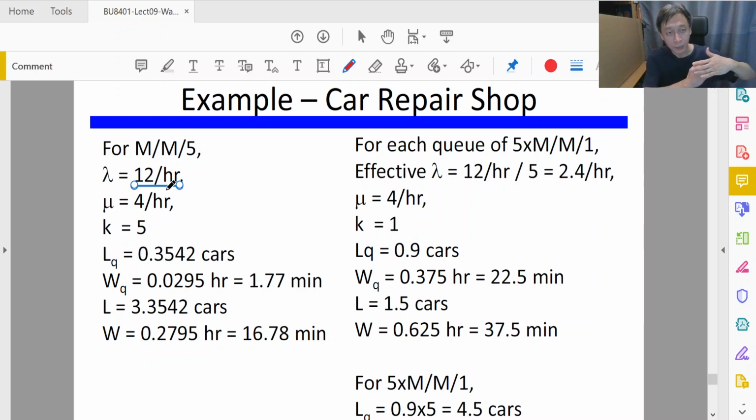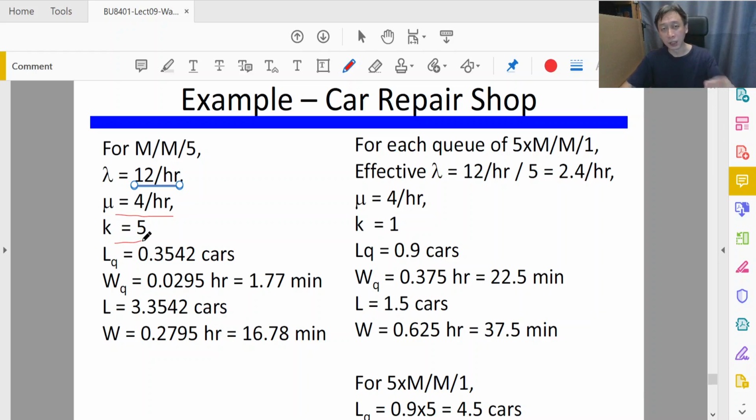They queue up, and just before the service station, they will stop there, and the next available service station, the next car will just be moved towards that, right? So that's 12 per hour. Each service station clears 4 cars per hour. There are five of them.